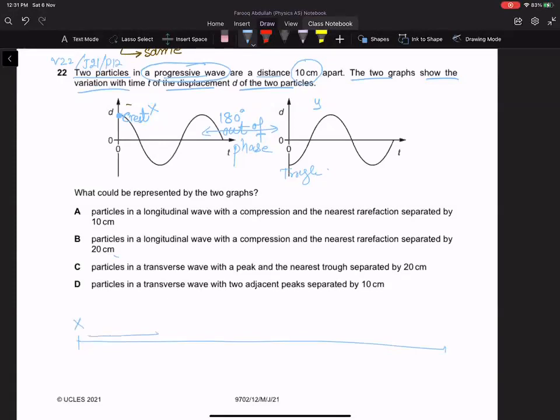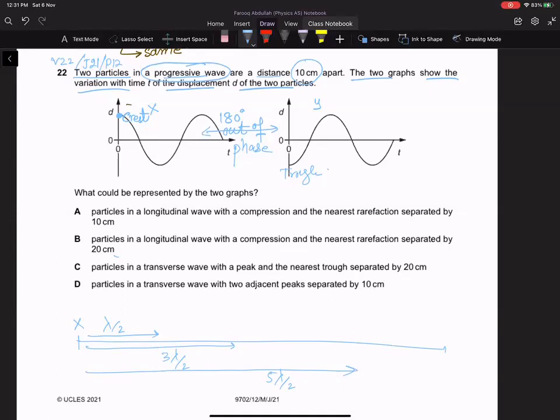Now the particles on a wave have a phase shift of 180 degrees when, if x is here, y could be at a distance of lambda by 2, or it could be at a distance of 3 lambda by 2, or it could be at a distance of 5 lambda by 2. So you can say that at odd number multiples of lambda by 2, the particles are antiphase.